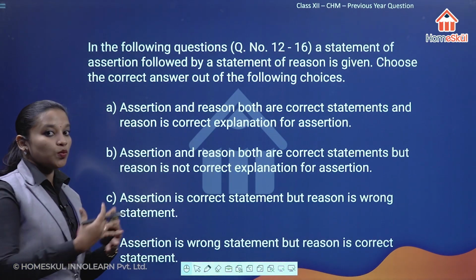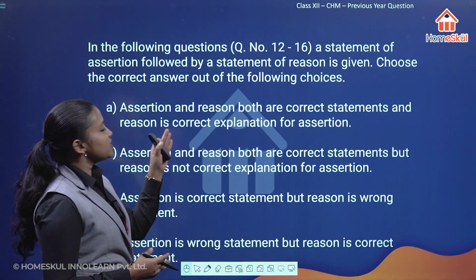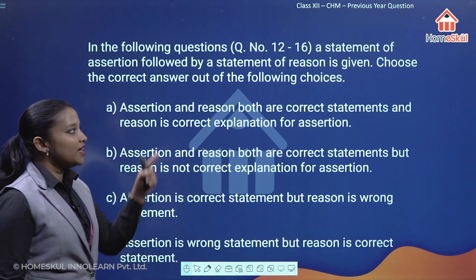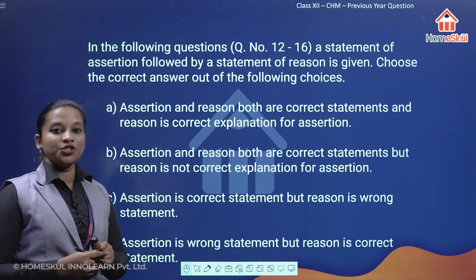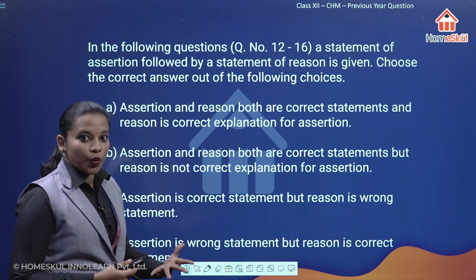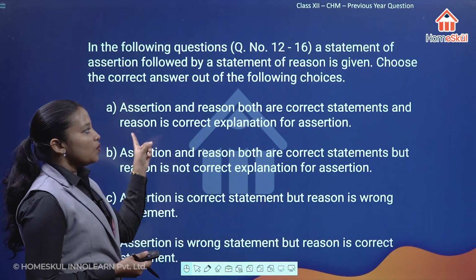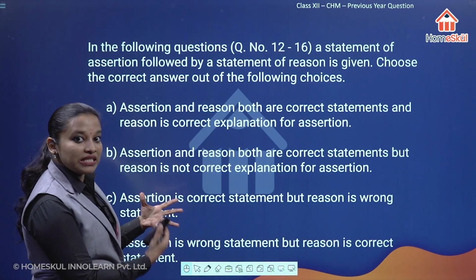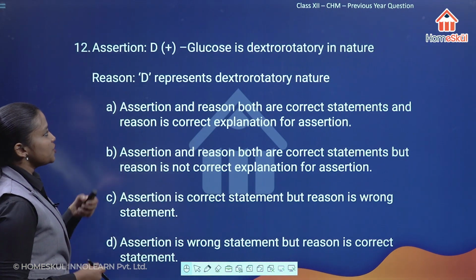Now, let's deal with the assertion reason type question. Let's read this. In the following questions, that is question number 12 to 16, a statement of assertion is followed by a statement of reason. Choose the correct answer out of the following choices. We have 4 different choices here. The first thing we have to do is read the assertion and reason, and find whether the assertion statement and the reason statement are correct or not, and whether the reason is the correct explanation of the assertion. Okay, let's find out. Let's read the first question.